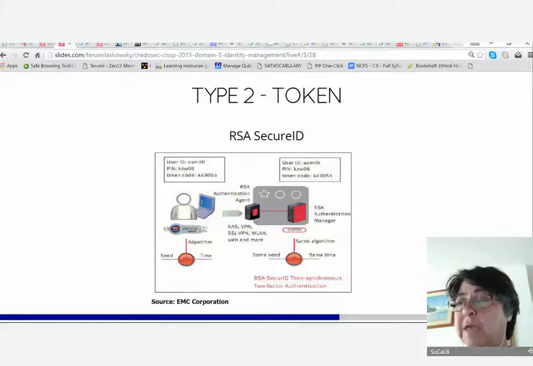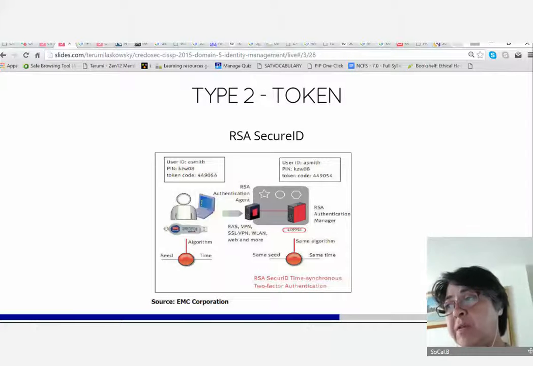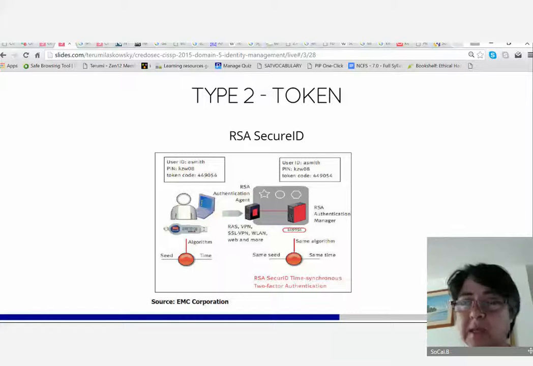The little gadget that you have, that looks like a key on the left-hand side, is synchronized with the RSA authentication server on the back. You have the same seed, and the time is supposed to be the same time. And there's an algorithm that they use, the same algorithm. So every minute, every 60 seconds, the number updates, and then you stick that number in, and it's supposed to end up with the same number on the server side. So that will be the SecurID.